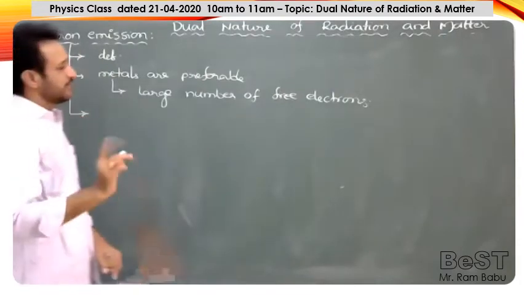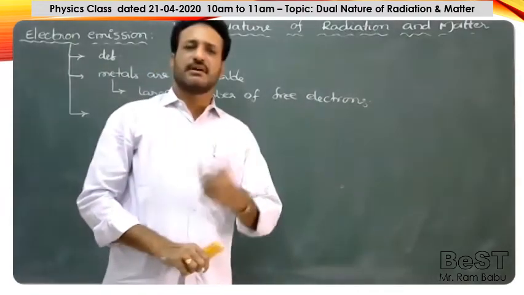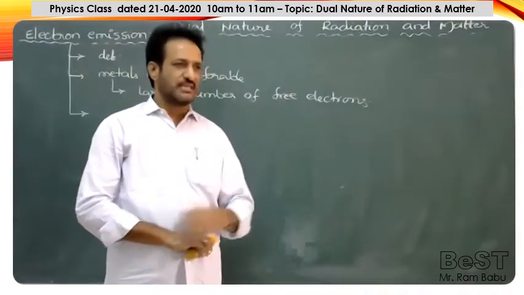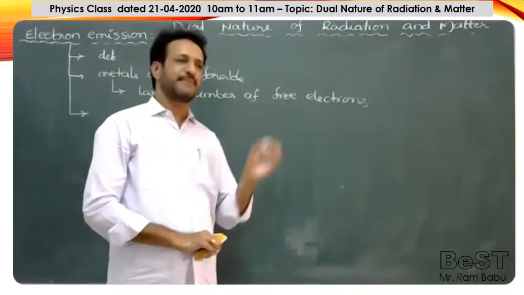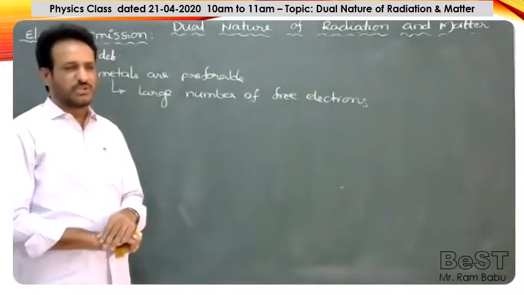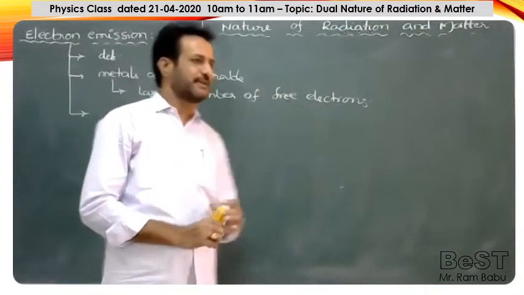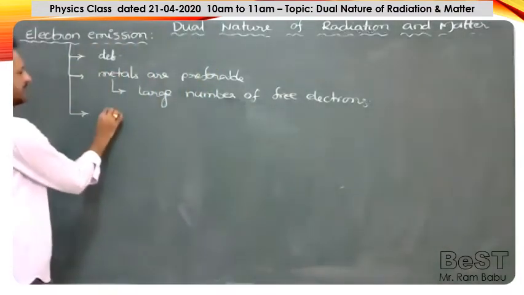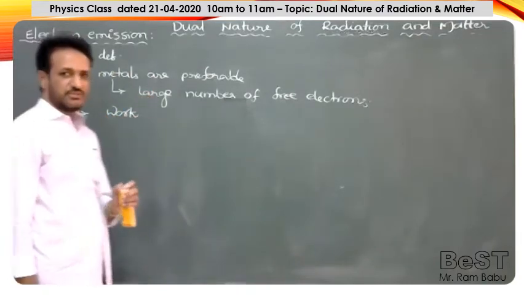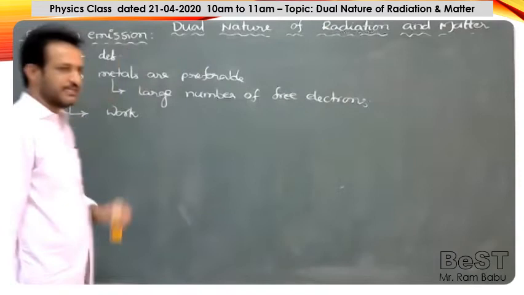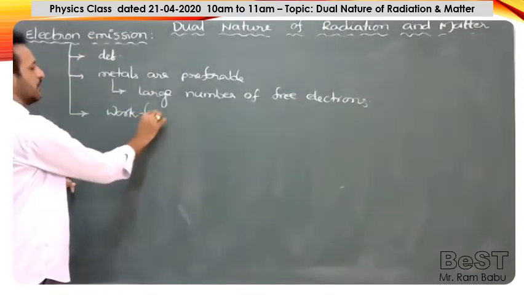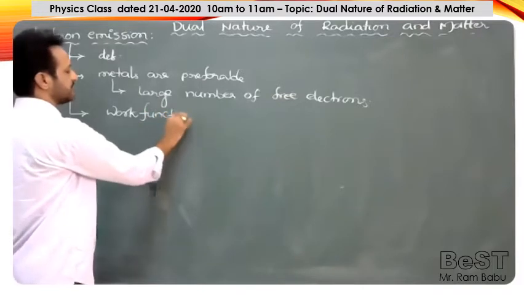And here we are saying one more. All the electrons or all the metals may not require the same amount of energy for their emission. So different metals may require different amounts of energy. The minimum amount of energy required to remove the electron from the metal surface can be called the work function of the metal. If you want to make the electron come outside from the metal surface, the minimum amount of energy required, that energy can be called the work function of the metal.